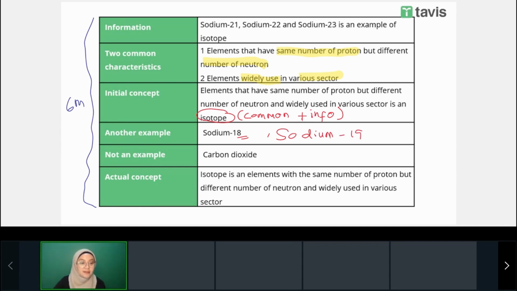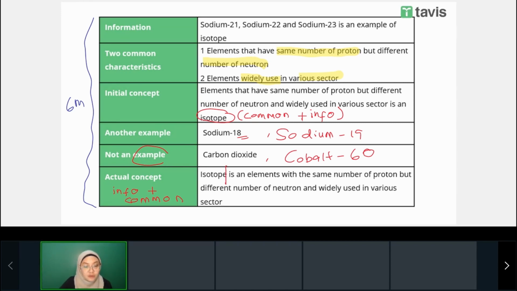Okay. Not example. Give also the one that is not an example. You can provide carbon dioxide, or you can provide what else? Cobalt 60. It has nothing to do with sodium, right? Cobalt 60. The actual concept, okay, just now, the initial concept is the common characteristic plus information. Now, the actual concept will be the info plus the common characteristic.